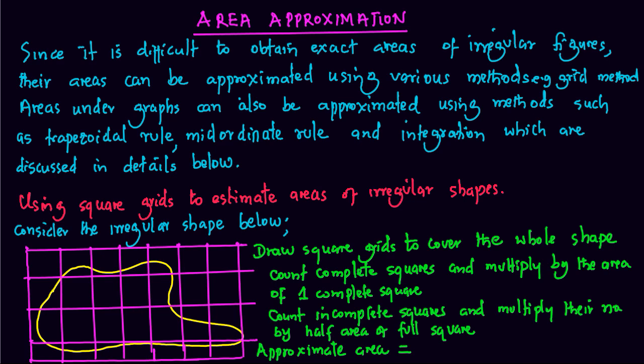However, for irregular figures, it is difficult to obtain their exact areas. Consequently, their areas are approximated using various approximation methods. For example, we can use the counting method where we draw grids, square grids on the irregular shapes.